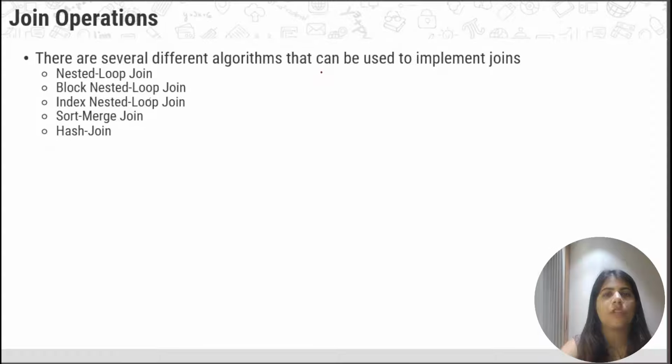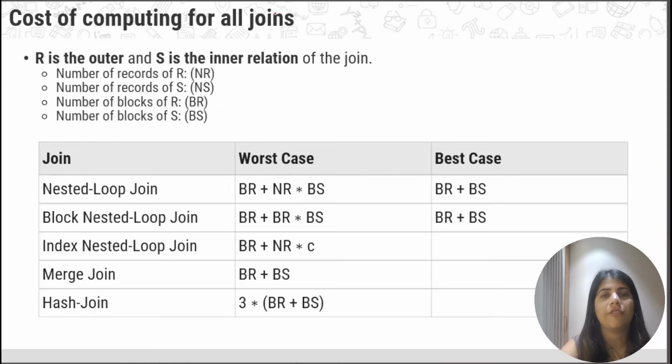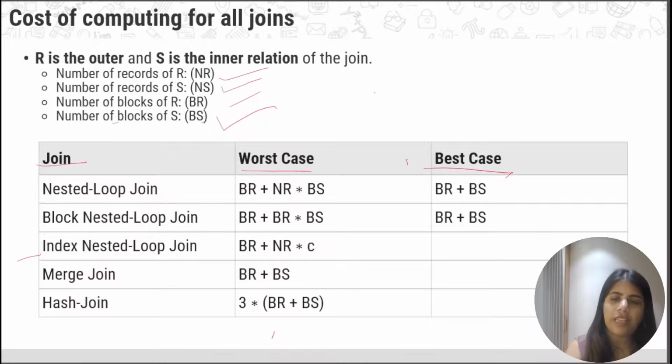There are several different algorithms which we can use to implement joins: nested loop join, block nested loop join, index nested loop join, sort merge join, and hash join. Here is the cost of computing each join, where R is the outer relation and S is the inner relation. For some joins we can see both the worst case and the best case, while for certain joins we can only see the worst case. The number of records for R is NR, the number of records for S is NS, the number of blocks for R is BR, and the number of blocks for S is BS. You can take a screenshot of this and use it for solving other questions.